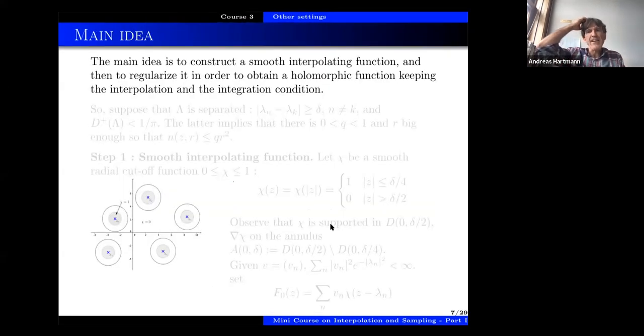Okay, so here we go. The main idea is to first construct a smooth interpolating function, and this is easy. But once you have constructed the smooth interpolating function, you have to do two things. You have to correct this function in order to make it analytic. In order to make it analytic, you have to ensure that the correction you add stays in the right space, and also that you don't destroy the interpolation. Okay, this is the main idea of what I will explain now.